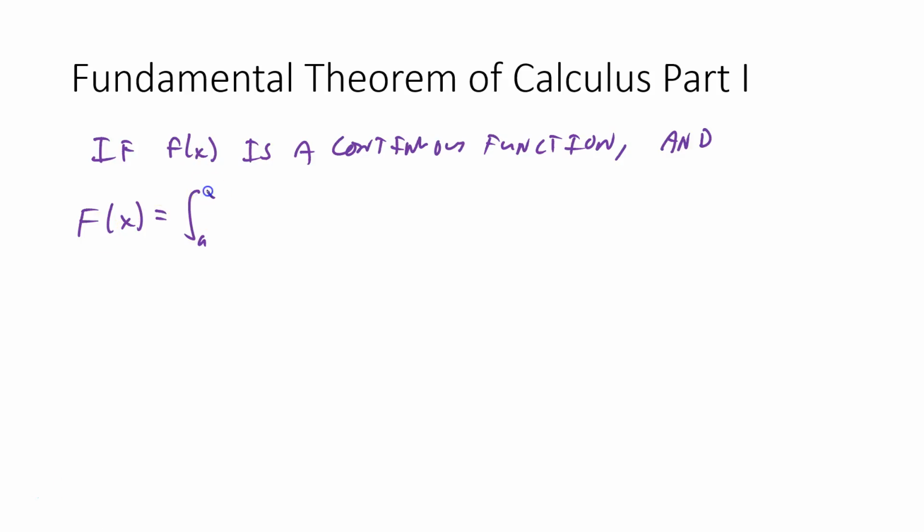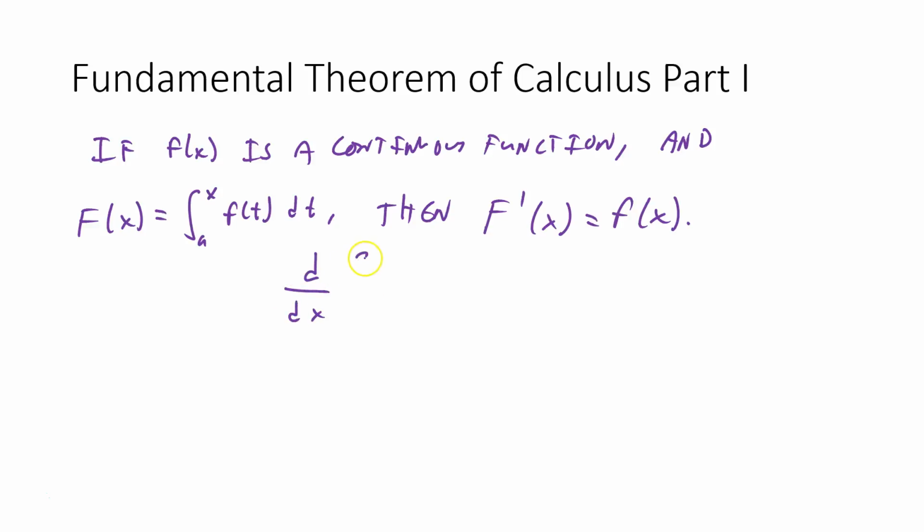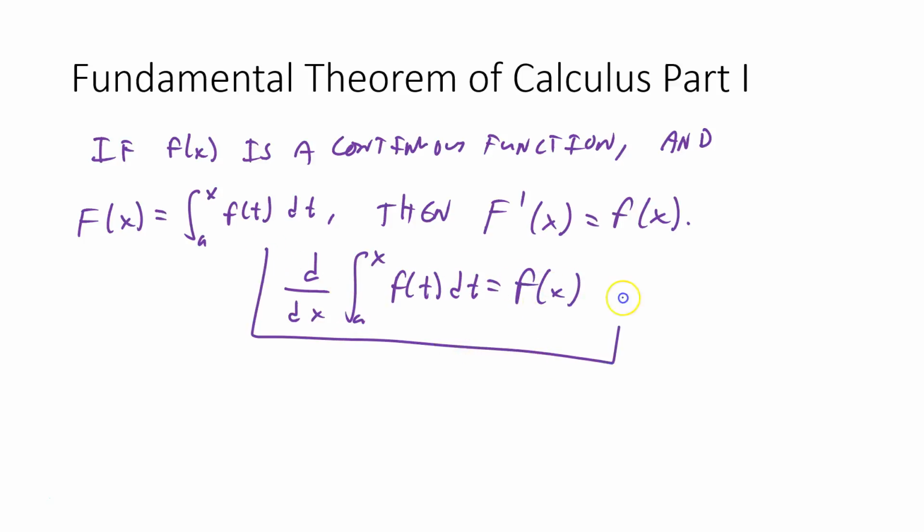So integral from a to x of little f of t dt, then capital F prime of x is equal to little f of x. Okay? So the way that you often see this written is that the derivative d dx of the integral from a to x of f of t dt is equal to f of x. And the reason they like to do this is because then you don't have to bother with this capital F lowercase f thing. So if you want the derivative of an accumulation function, it's equal to the function that you are accumulating on. Pretty cool.